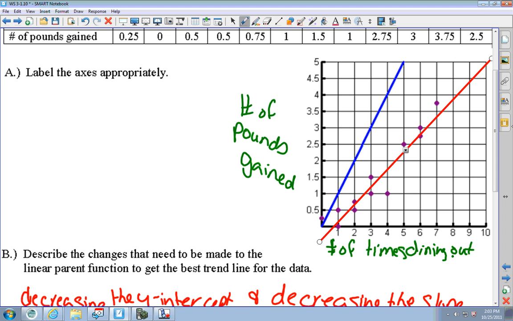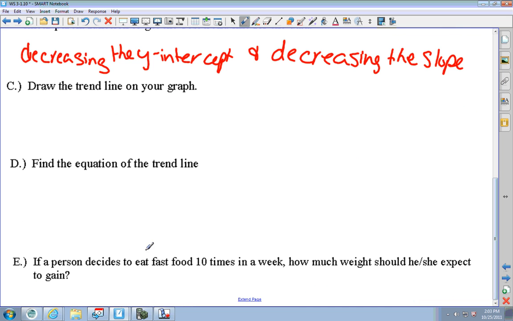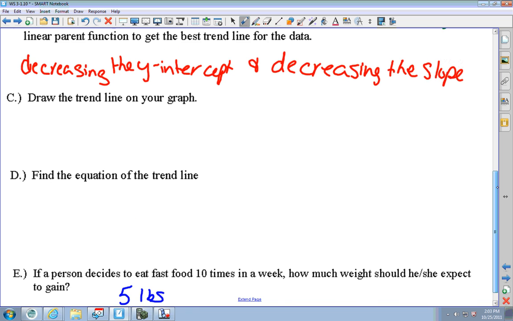Okay. One way you could do this is to go out here to 10, go up to your trend line, and go over. They could expect to gain 5 pounds. That's one way to do it. Another way is using the equation. It says define the equation.